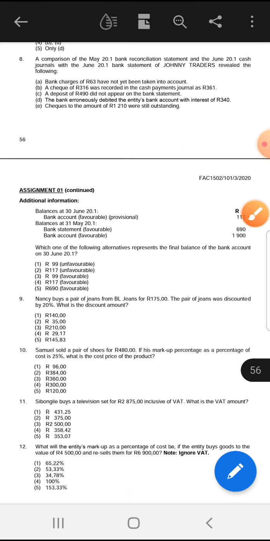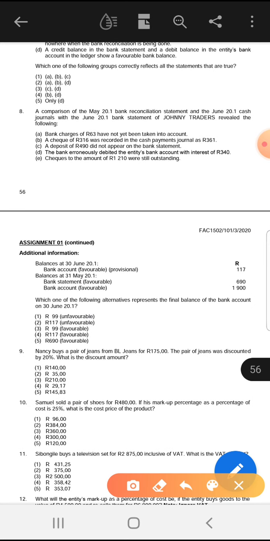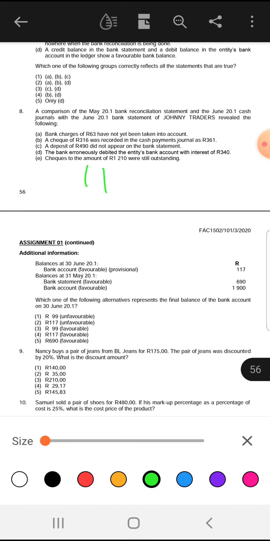In another way, you can do it like this. You can just take your opening balance and add all the receipts that you receive.